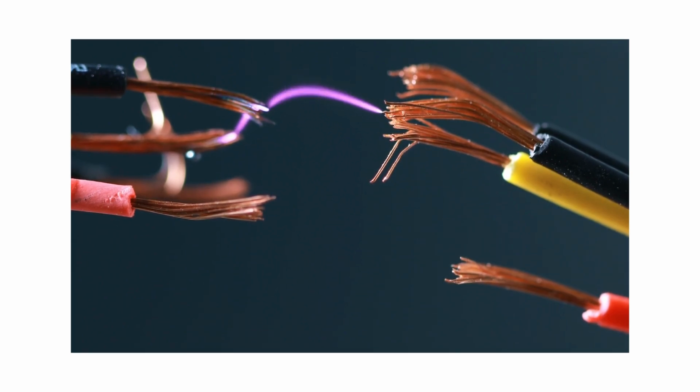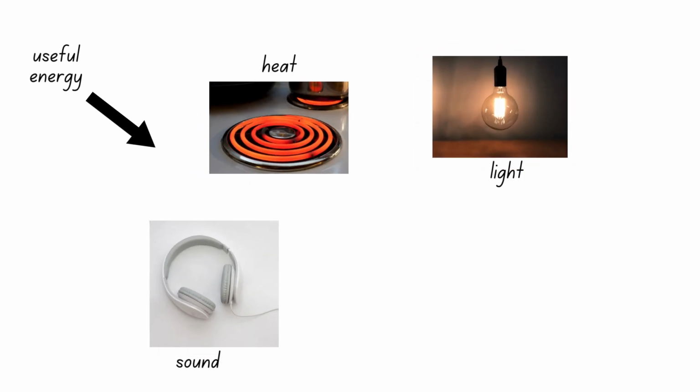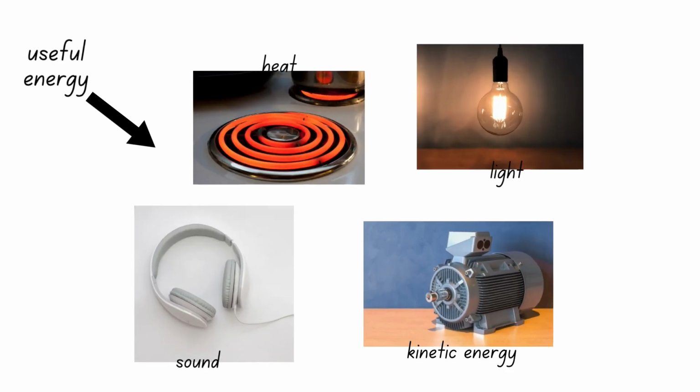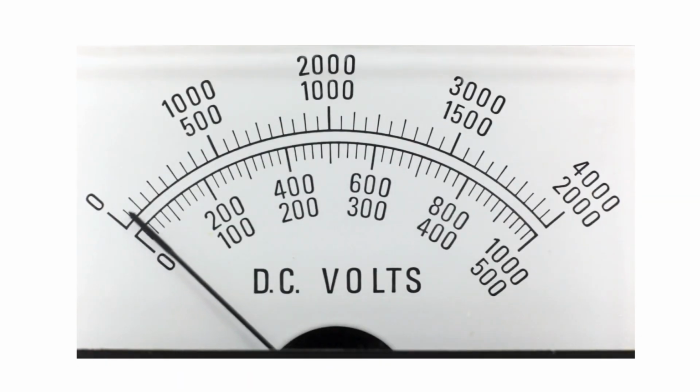Electricity, the continuous flow of charged particles under the influence of an electric field. Electricity is a useful form of energy which can be converted to other forms such as heat, light, sound, and kinetic energy. For electrical current to flow, you need to generate and maintain a voltage across a load. One way to achieve this is through electromagnetic induction.